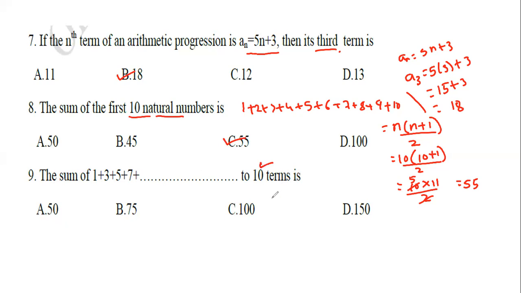Next, the sum of 1 plus 3 plus 5 plus 7 and so on up to 10 terms. Okay. So your formula is Sn is equal to n by 2 into 2a plus n minus 1 into d. This is the formula. So in total how many terms are there? That is the n value. First write down a is equal to 1. d is equal to a2 minus a1. a2 is 3 minus 1 is equal to 2. And n is equal to 10.